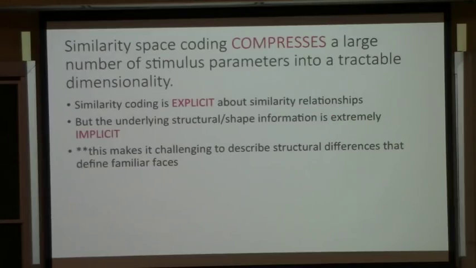What's important about this is that similarity space coding compresses a large number of stimulus parameters into a tractable dimensionality. This is what's important from the facial recognition aspect, which is why it's really hard to describe structural differences of familiar faces. He talks about describing a teacup or a teapot versus his grandmother. This is where that analogy plays in.